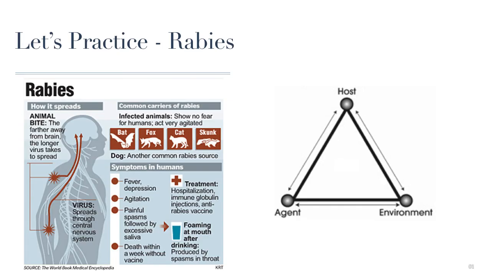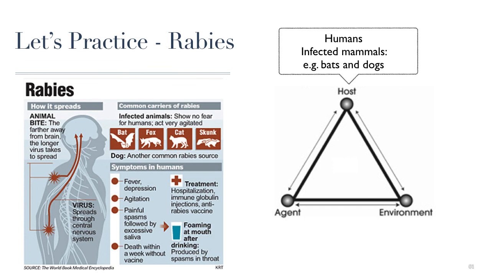So let's practice a little bit. Let's say you have a disease like rabies, right? So for rabies, the hosts are humans, because humans get rabies, but also the infected animals that have transmitted it to humans. Usually humans don't get rabies from other humans. It's not like humans often get rabies by being bitten by another human. Okay, it can happen, but that's not the mode of transmission. The mode of transmission is going to be in humans and infected mammals, like oftentimes bats or dogs.